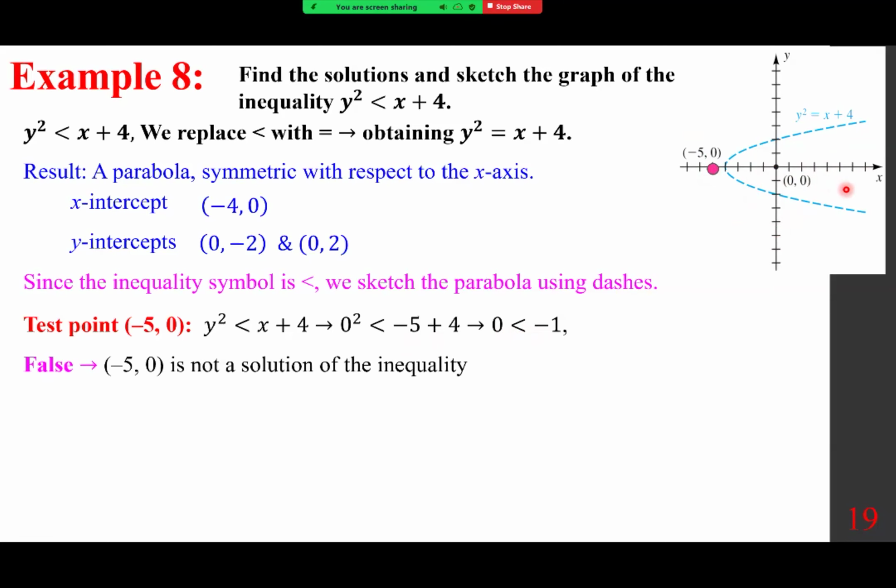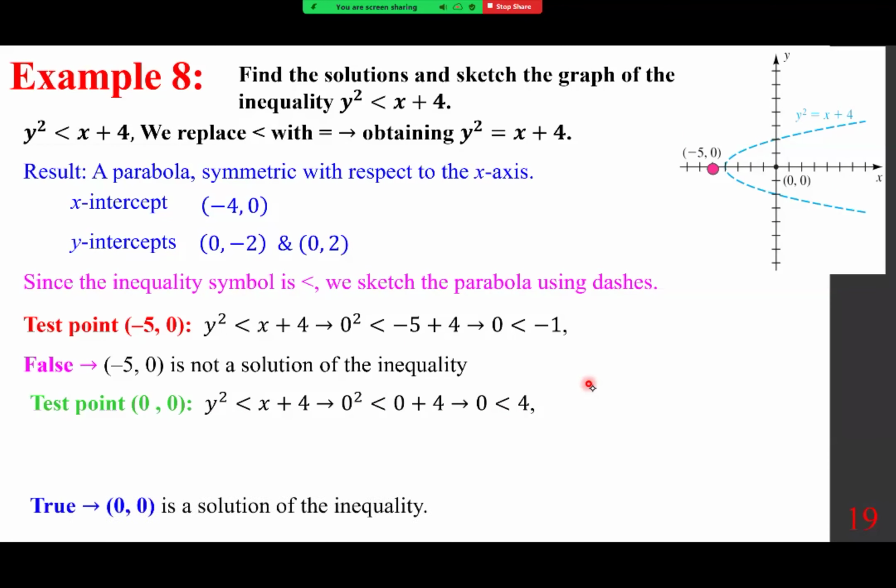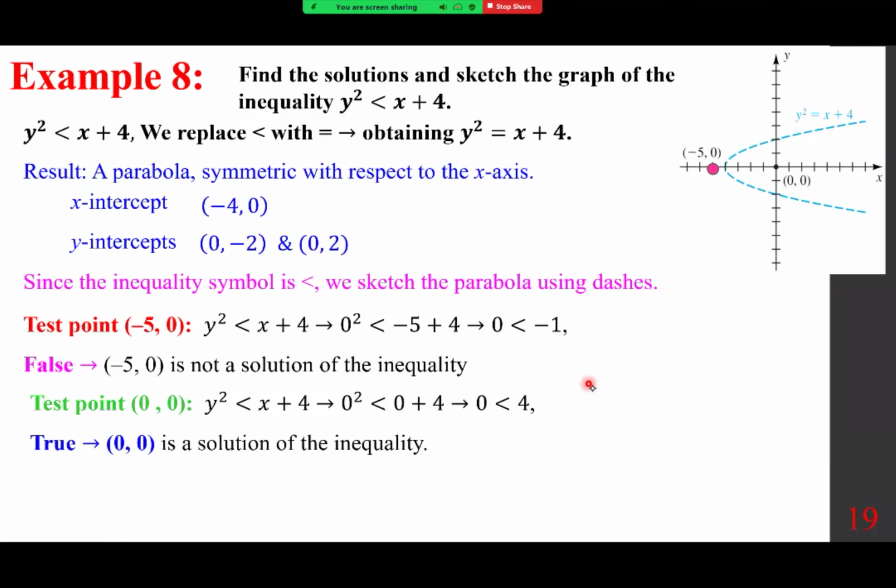But just to be on the safe side, you can even test a point inside. The easiest point would be 0, 0. And if you plug it in, 0 squared is less than 0 plus 4, 0 is less than 4. Yes, it is a true statement, and therefore 0, 0 is a possible solution. So inside is a possible solution.